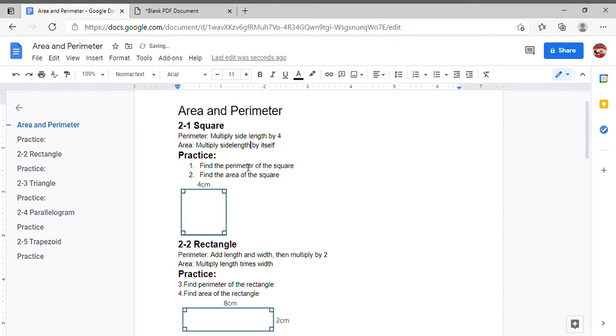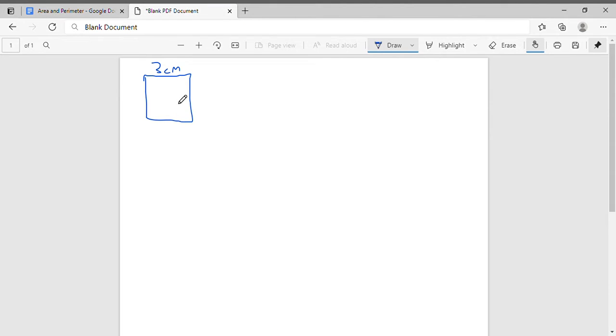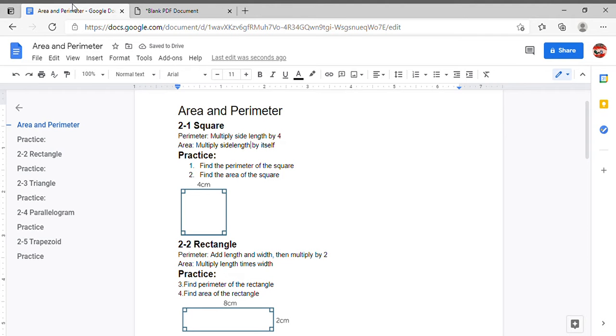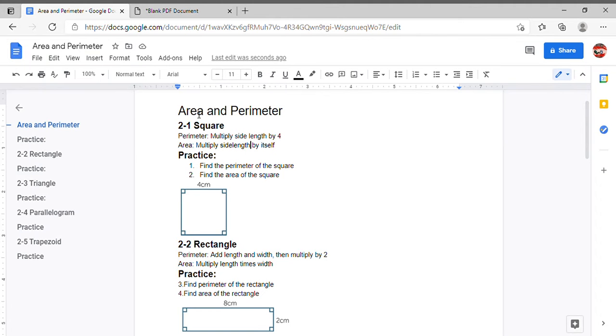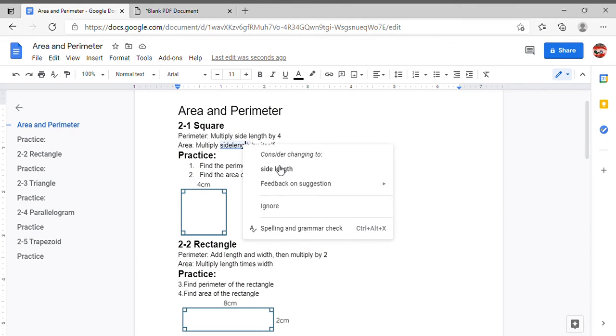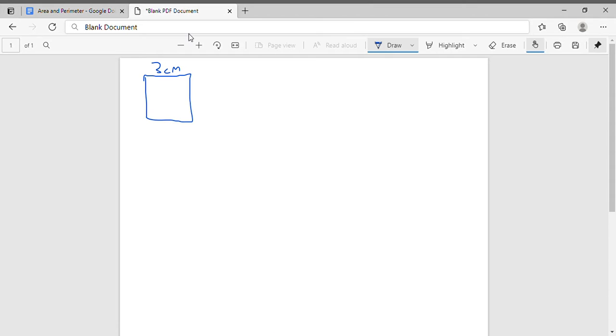by itself. So, here we have a square, and we see that the side length is 3 centimeters. Now, to find the perimeter, we know we're going to have to multiply the side length by 4. So if we multiply 3 times 4, we're going to get that the perimeter is 12 centimeters.